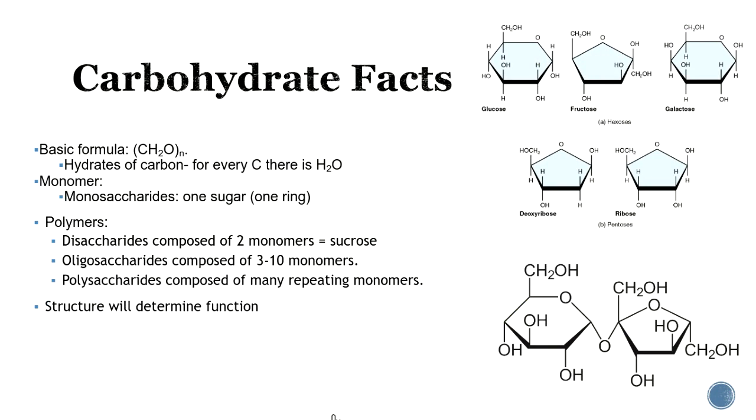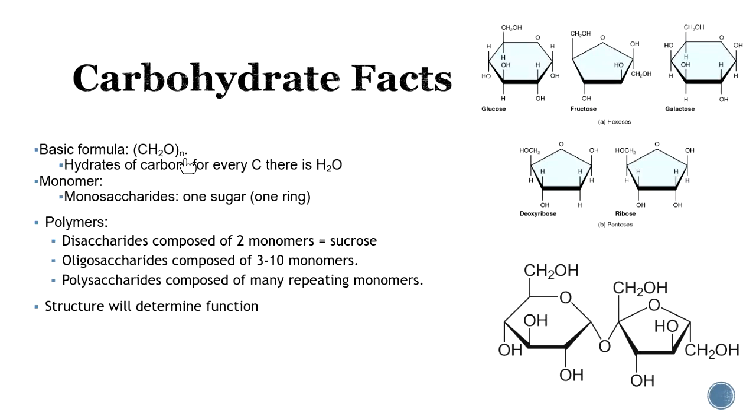So let's talk a little bit about some basic carb facts. Here's the basic formula. You have the CH2O, and I have the parentheses around it. Basically, that's saying for every carbon, there's one water molecule associated with it. The little n is for how many of these individual subunits you have.